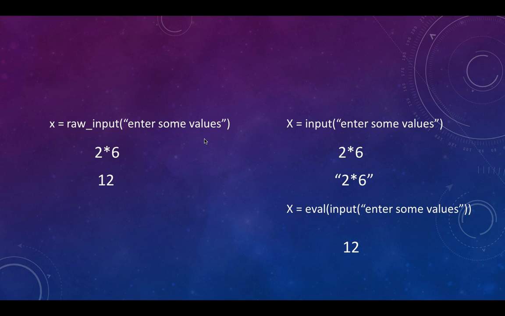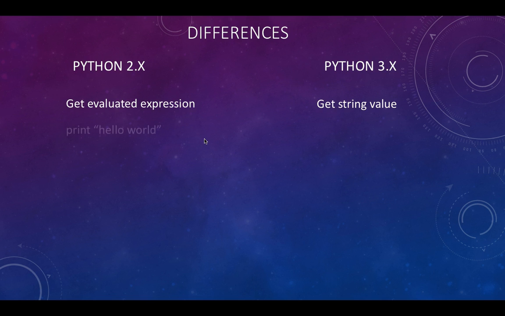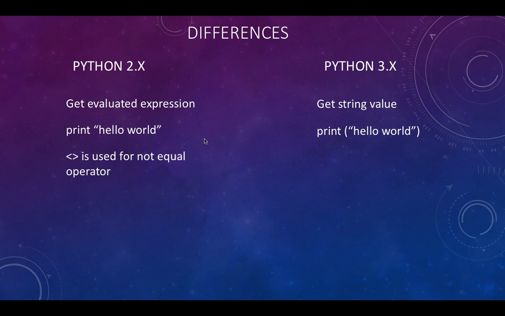Now let's move to the second difference, which is that in Python 2 print is a statement, and in Python 3 print is a function. So in Python 2 we don't need to add any parentheses, but in Python 3 we have to write the values inside parentheses.